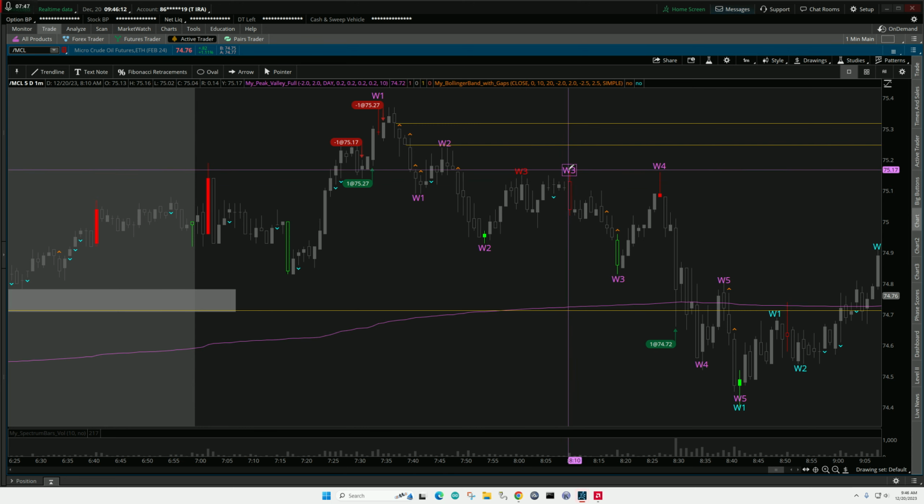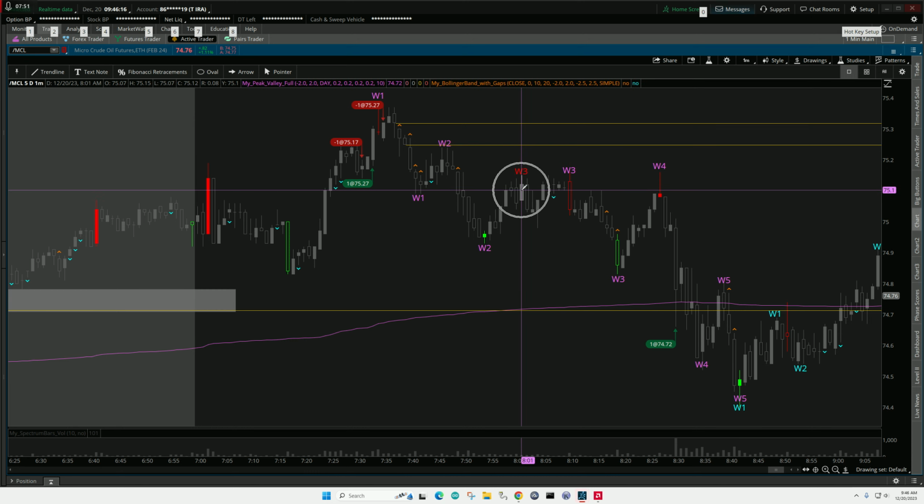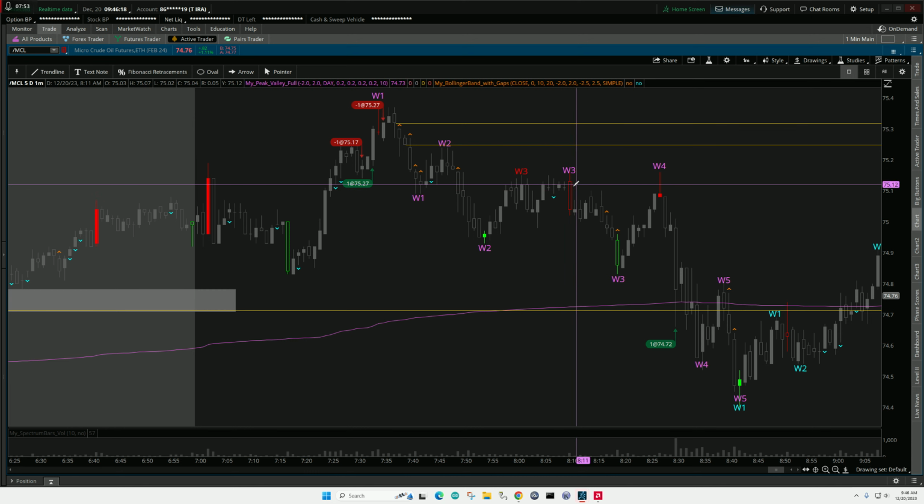Why? Because price went a few ticks higher. You can see the high of this candle here is 75.15. The high of this candle here is 75.16. So it went 1 penny higher. It's within the 10-minute time frame of the script. So then this candle gets plotted as red.